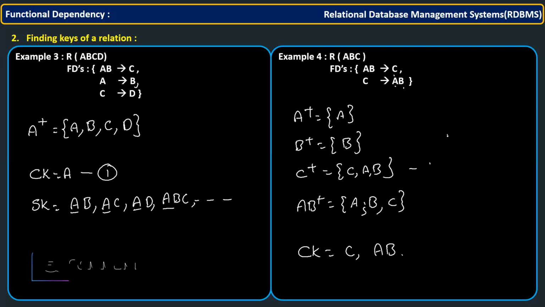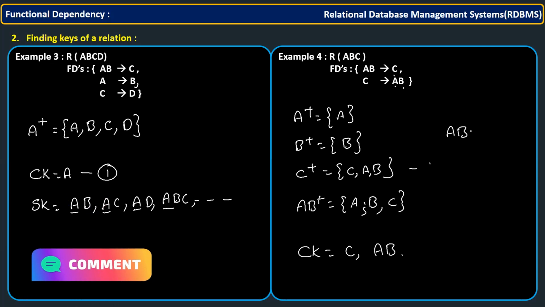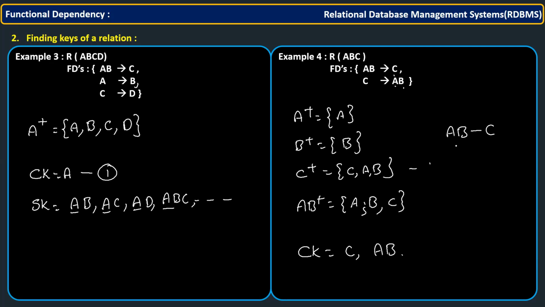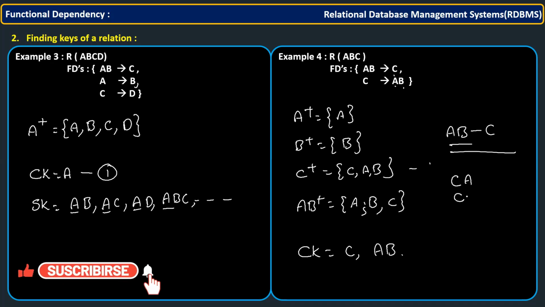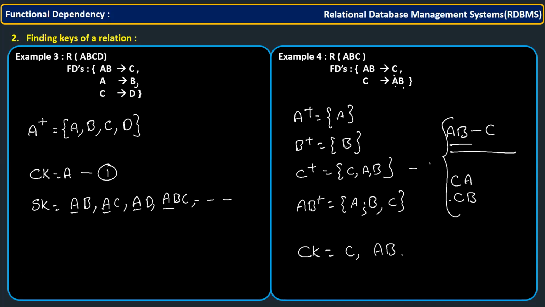And of course, what are the super keys? AB. If you add C, ABC, of course, AB is a candidate key and a super key, ABC is also a super key, or CA is a super key, CB is also a super key. So these are all the possible super keys.